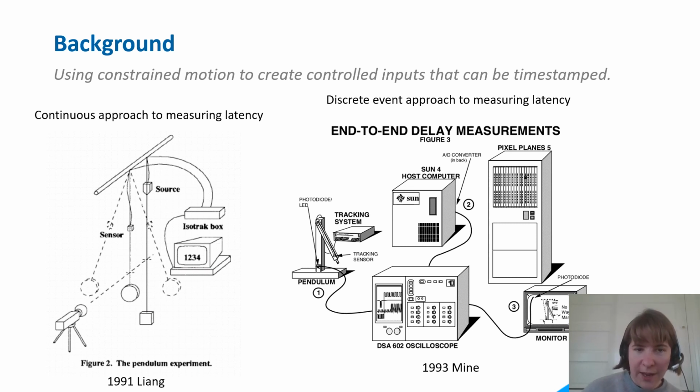Many of them have been based on this idea of constrained motions, like a pendulum. Created in the 90s, this technique uses a pendulum, attaches a sensor to the pendulum, and then has an external camera that sees both the pendulum and the output of the display, that shows what the sensor is measuring. This way you can frame count how many frames there are since the pendulum went through the center until you saw that on the screen.